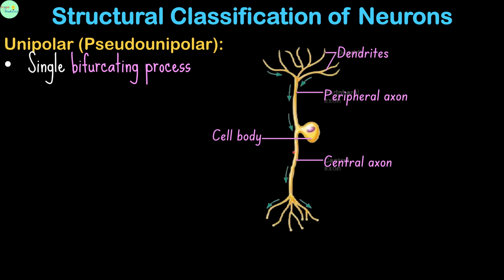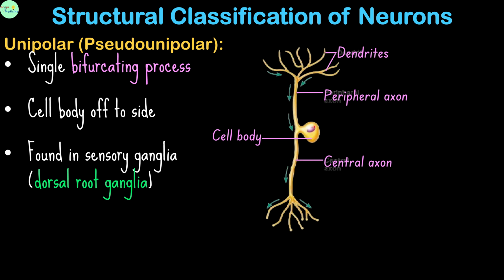Unipolar neurons, more accurately termed pseudounipolar neurons, feature a single, short process that almost immediately divides into two longer branches, one extending toward the periphery to function as a sensory receptor and the other traveling into the central nervous system. The cell body of these neurons sits off to the side of this continuous process. This type is found exclusively in sensory ganglia, like the dorsal root ganglia next to the spinal cord.